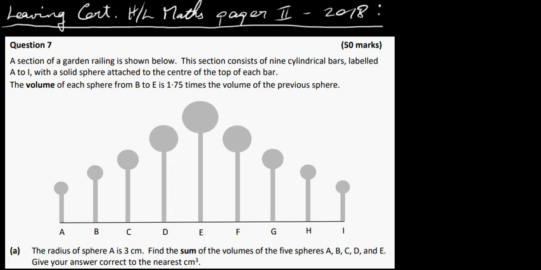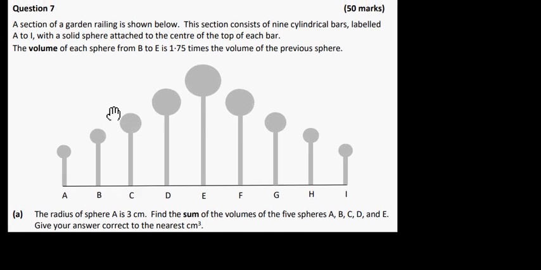Okay, so this is the Leaving Certificate Higher Level Maths Paper 2 for 2018, and it's question 7. Now we have a section of a garden. Railing is shown here in this diagram. This section consists of 9 cylindrical bars.